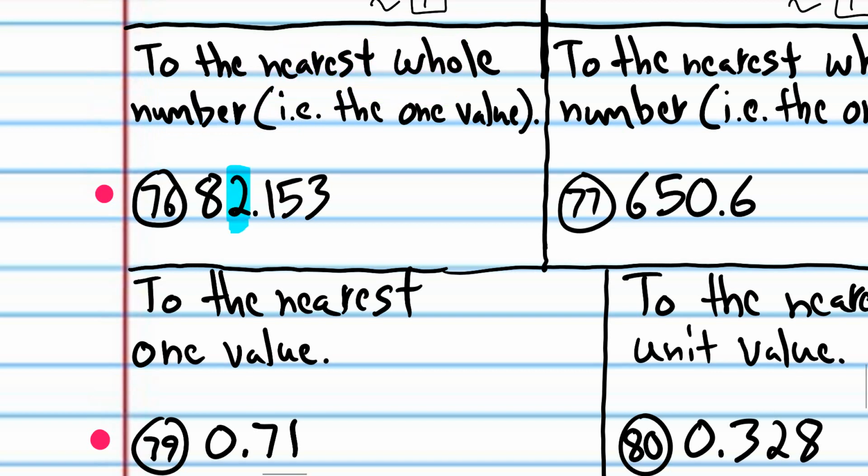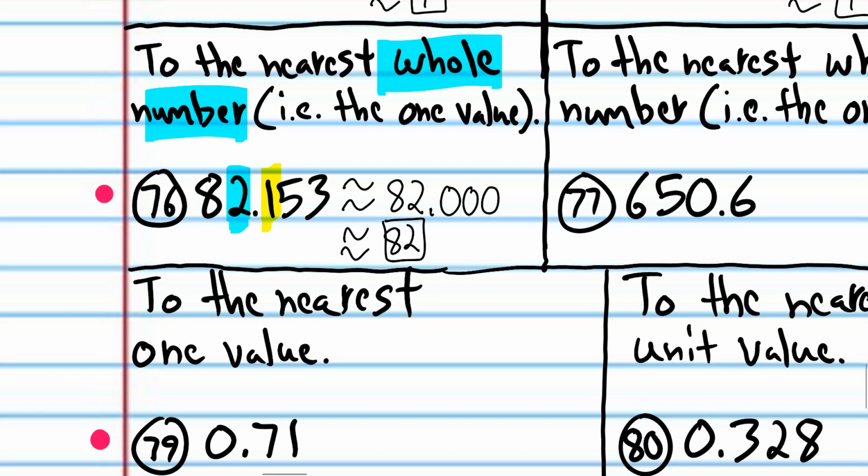So that's the ones place. The 1 tells us to round down. And so we keep the blue number the way it is, and all the other numbers to the right become 0. So that would just be 82. So these problems are really no different. The only difference is that we're saying round to the nearest whole number. It's just a different way to say round to the nearest ones place. All right, so 82.153 rounds to 82.